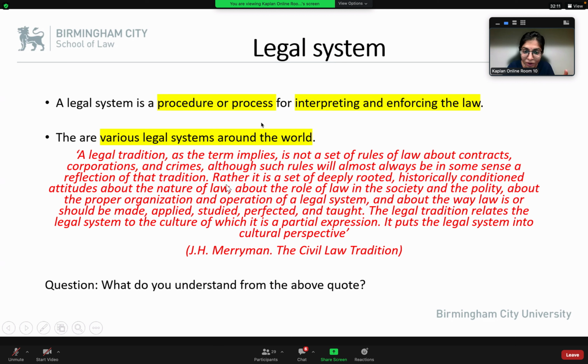Look at the third line: rather, it is deeply rooted, historically conditioned attitudes. That's the reason why we use the term legal tradition, because we must look at the history of the country. Singapore, for example, our system is based on the English legal system because we were ruled by the British.